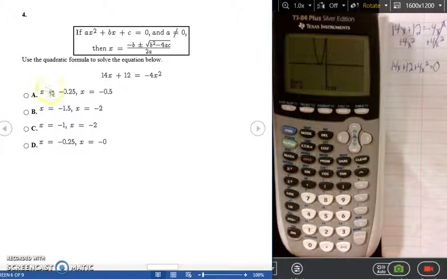And it's saying here at the bottom of the screen, -2 is going to be one of my solutions. So that means it could be B or C. So I just need to calculate the other one.